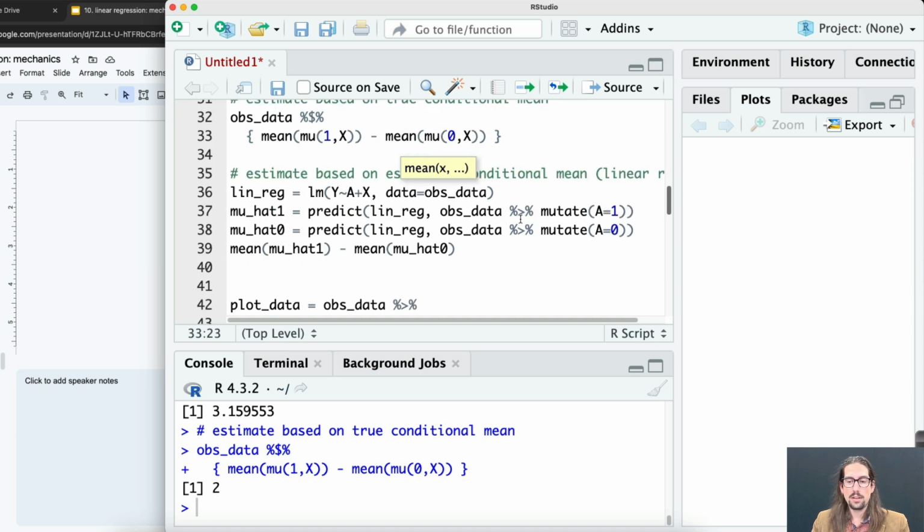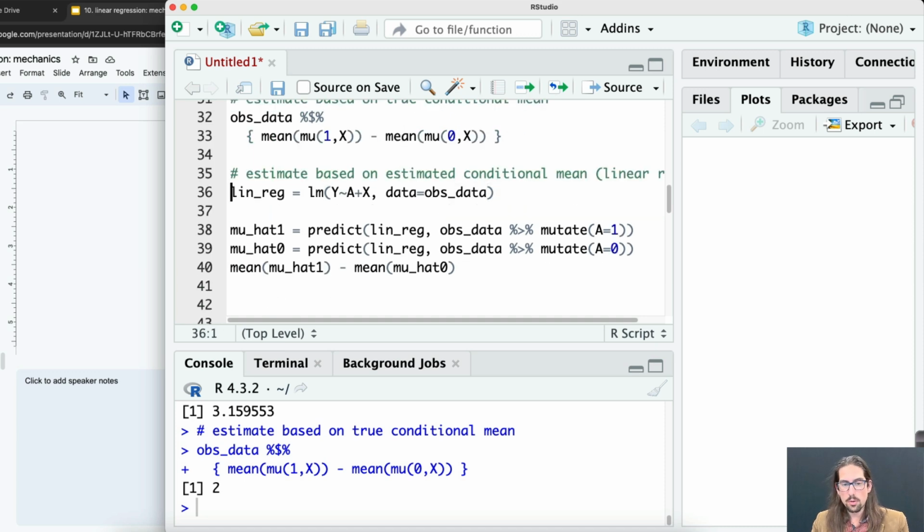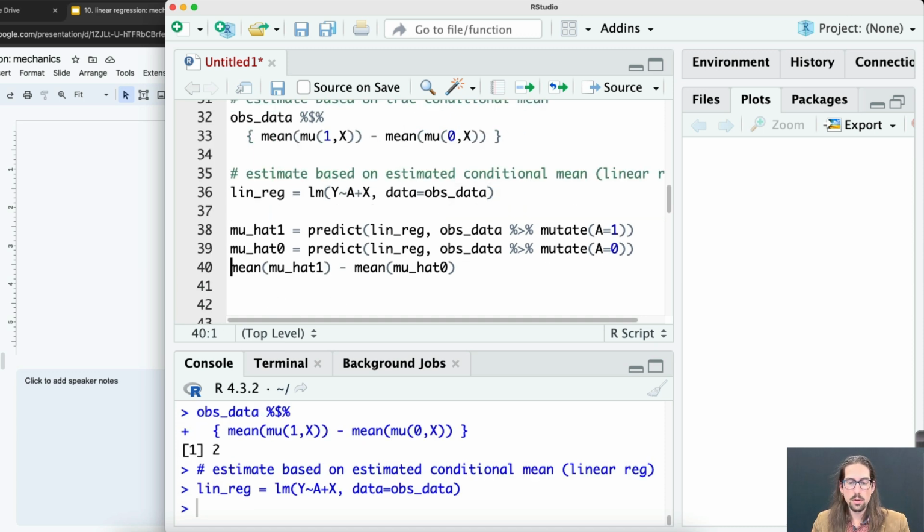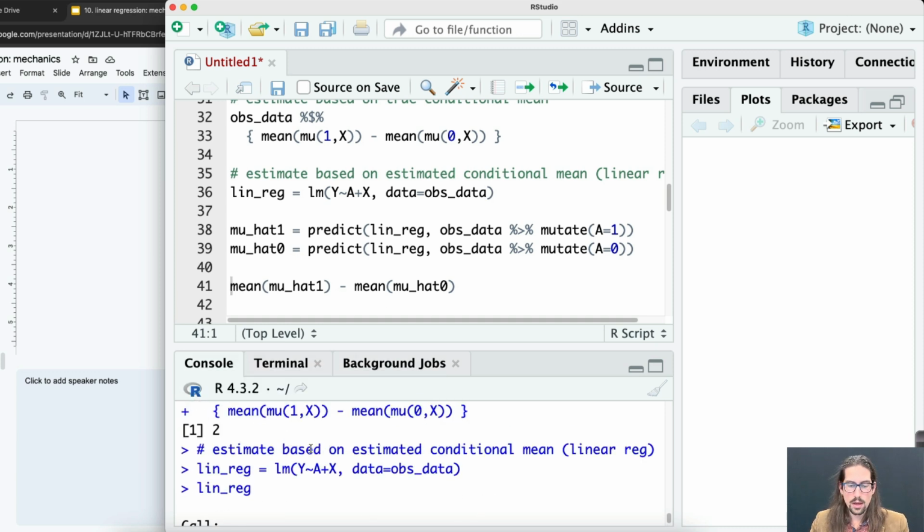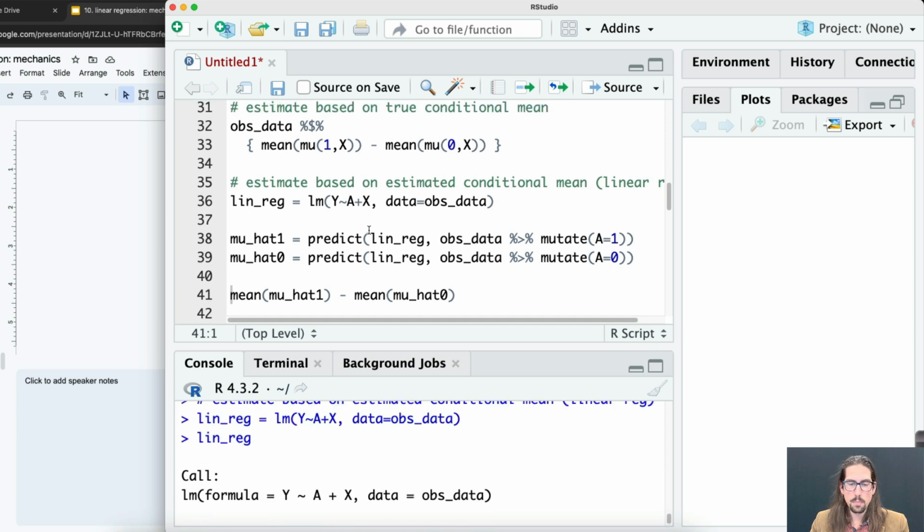What can we do in practice, finally? Well, we have linear regression. So we can fit a linear regression model, okay? We have that, okay? And now, with that linear regression, what are we gonna do? Let's use it to predict the outcomes of these people had they been treated and had they not been treated.